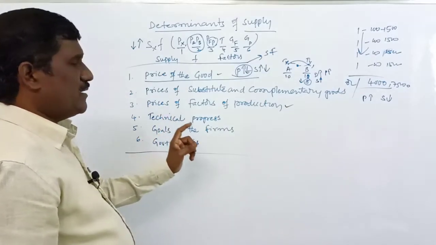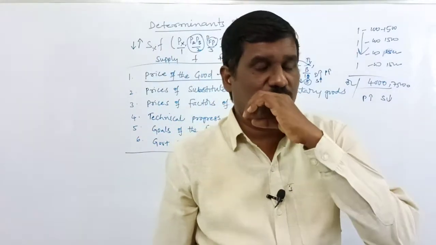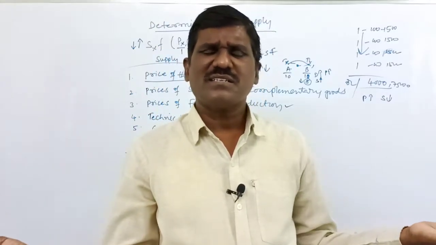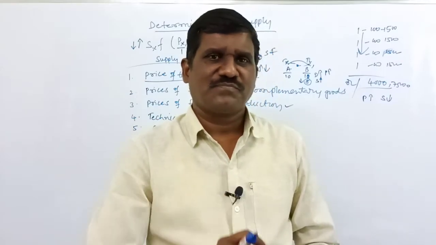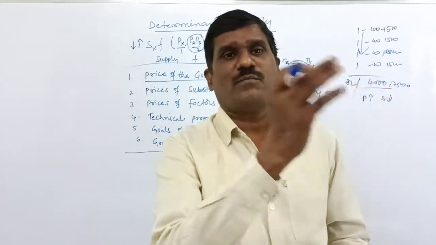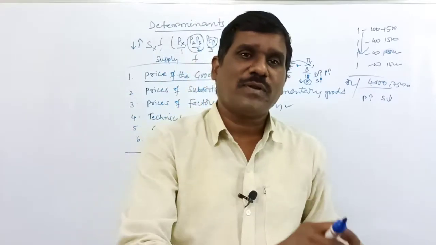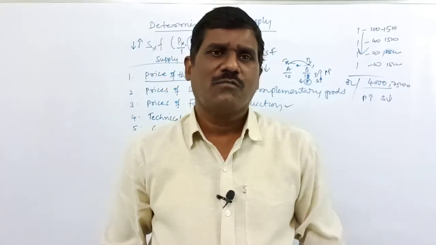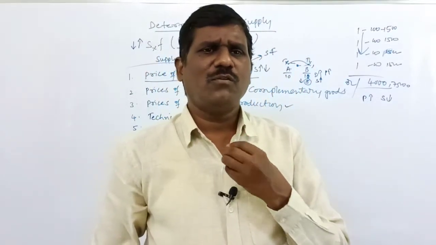Okay, then technical progress. Simply, technical progress is also one of the determinant factors of supply. Suppose you introduce technology in the process of production, supply increases. If not, supply will not increase. Why? When we introduce technology, supply increases. When supply increases, automatically he can sell more and get more profits. If technology is not introduced in the process of production, supply will be low. When supply is low, sales will be very low. When sales are low, the income of the seller will be low.